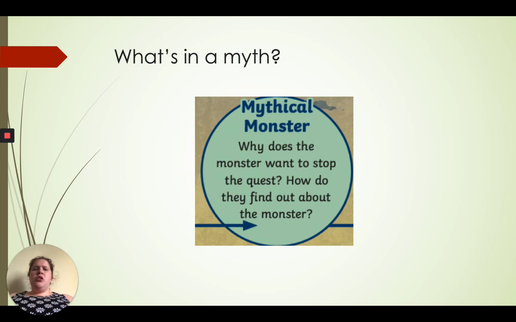A mythical monster. Why does the monster want to stop the quest? So create a mythical monster. Who are they? What do they look like? What are their features? Are they horrible? Why are they trying to stop your hero? How does your hero find out about this horrible monster?